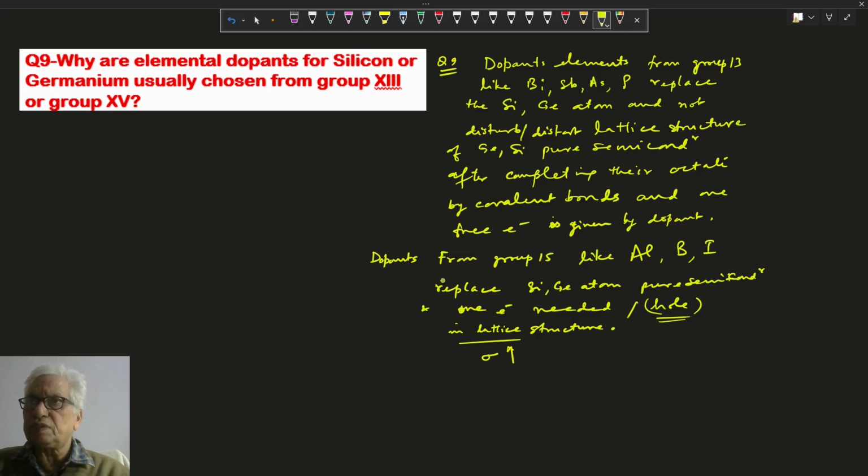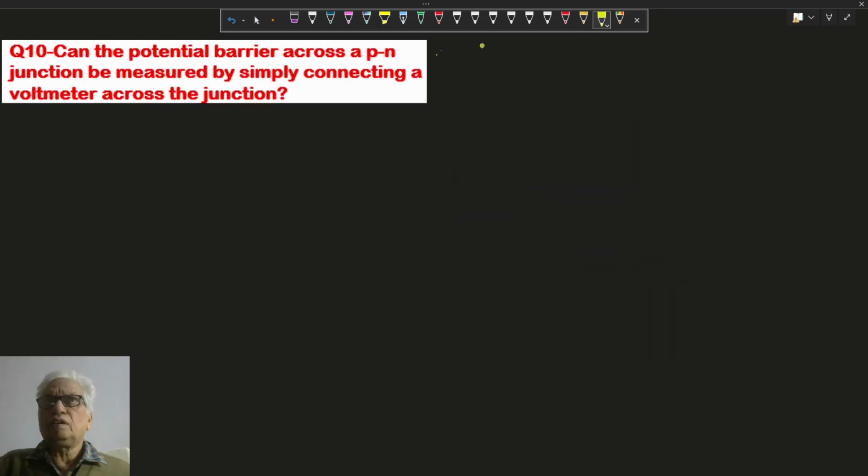Conductivity increases by this, either by electrons from the donor atom or by holes from the acceptor atom, from group 13.